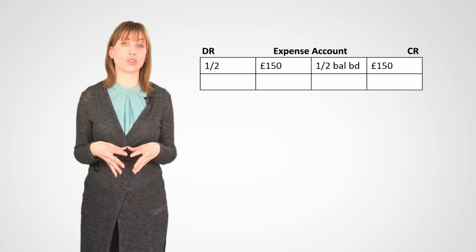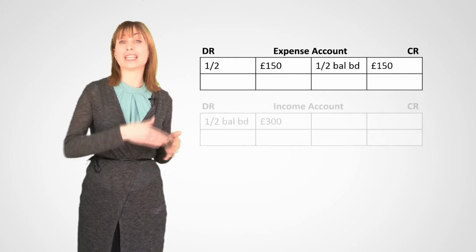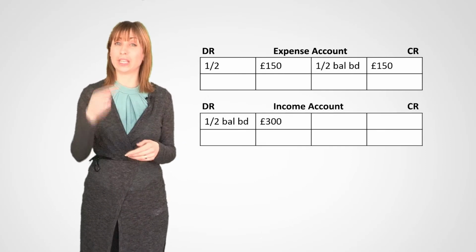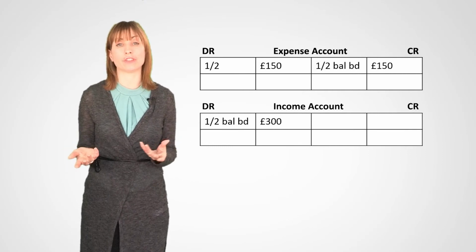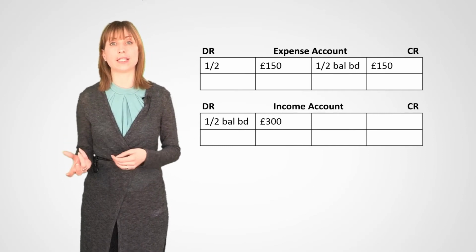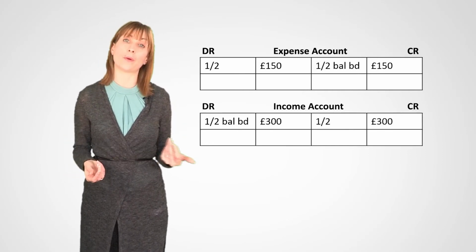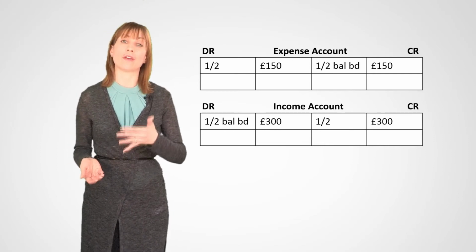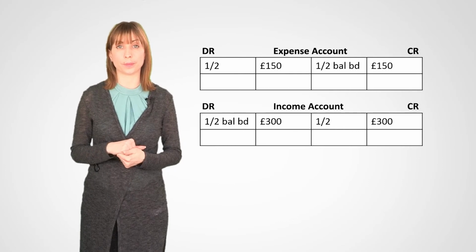The same is then true for the income. Again, we took it out of last year, we reduced last year's income. We need to put it in this year's, otherwise we won't have it. So we need to credit the income account. And in our example, we're crediting it with £300. And that then reverses out what we did last year.